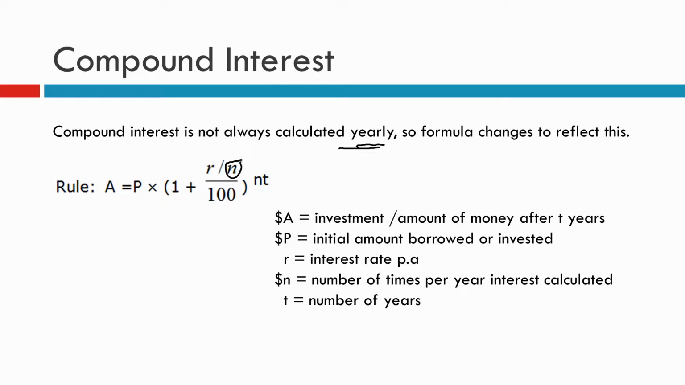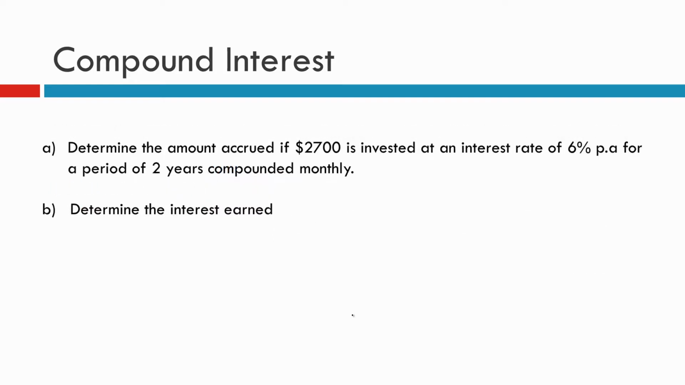So if you can see here, if it was in months, all I would do is my rate divided by the number of months. How many months in a year? 12. And then while you're dividing it by the months, you have to multiply it by the time per year the interest is calculated as well. So that depends on the question, okay? Very important. Now, let's move on.